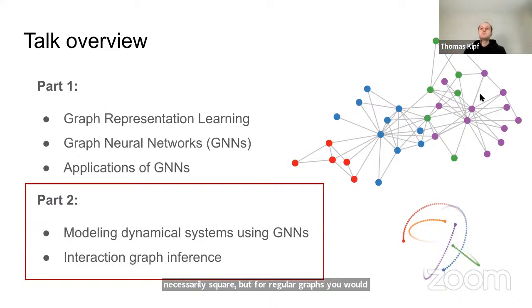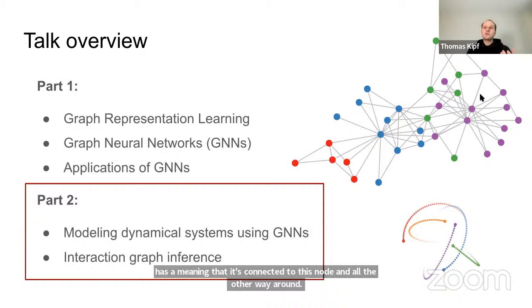But then the rows and columns don't have to be the same, so they don't have to be symmetric. A symmetric adjacency matrix you only have for undirected graphs. Once you have directionality, where this node is connected to that node and not the other way around, then the rows and columns are in that sense not the same. It's not a symmetric matrix.